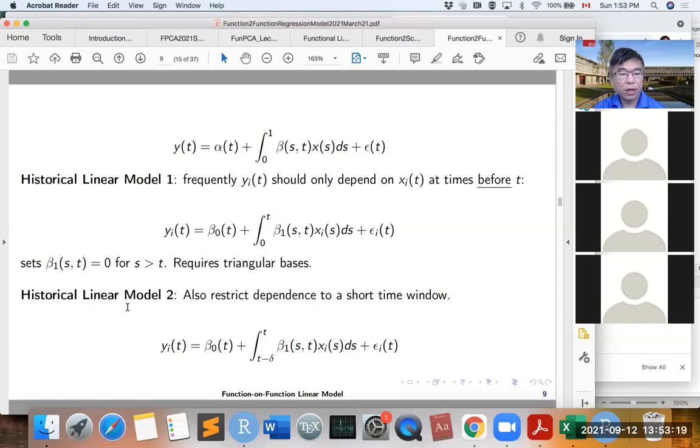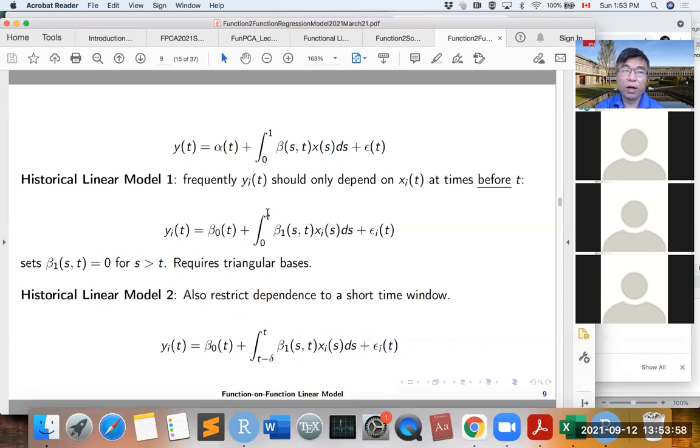The second historical linear model, I think, is also my favorite function regression model, is that we will restrict the dependence of the response y_i on the predictor x at a short time window. So you see here, the first model will depend on y will depend on x from 0 to t, right? So in many applications, the response will only depend on the predictor up to a short window.